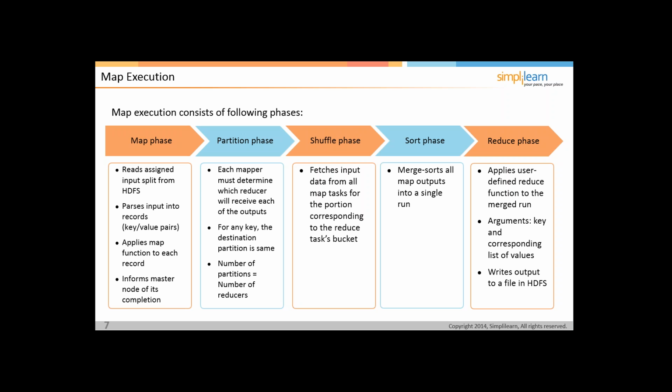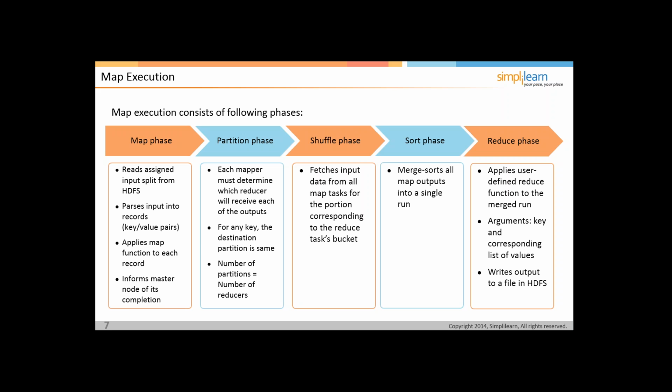In the reduce operation, the user-defined reduce function is applied to the merged run, passing each key and the corresponding list of values. In this way, at the end of the MapReduce job, the final output is written to a file on HDFS. So what actually happens during the map task and the reduce task?